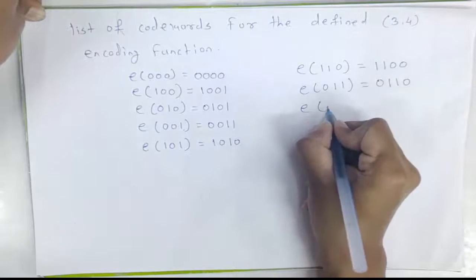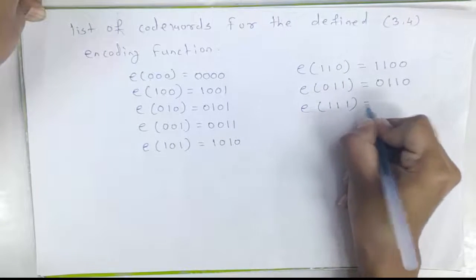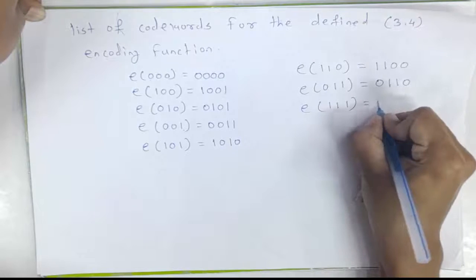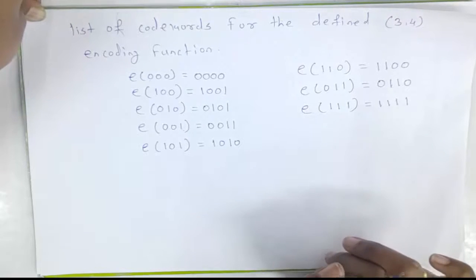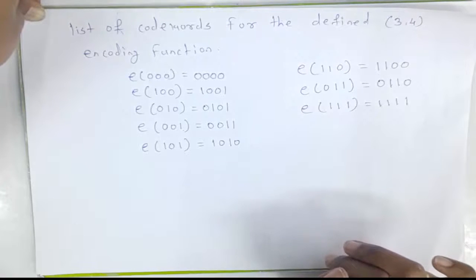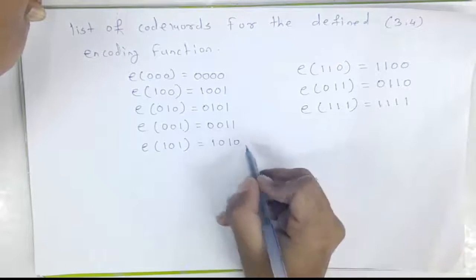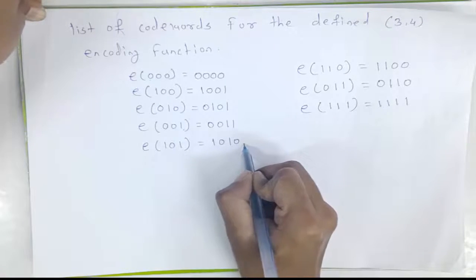And last, 1, 1, 1. So here the weight is odd, so we add 1. So these are the code words, B raised to 3 to B raised to 4. Okay. Now we have a question.